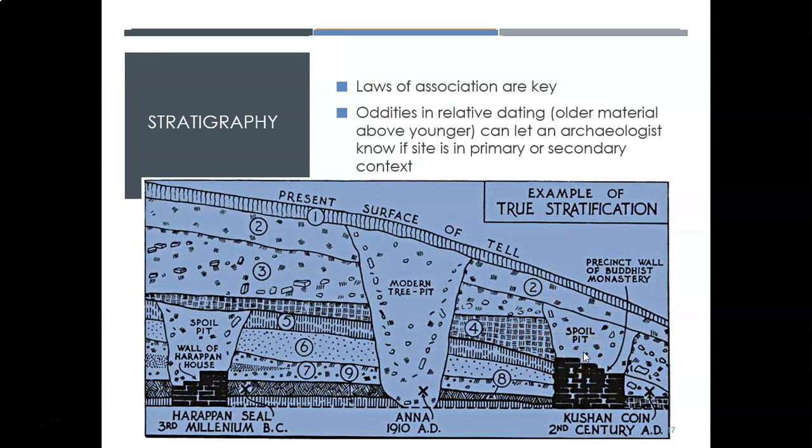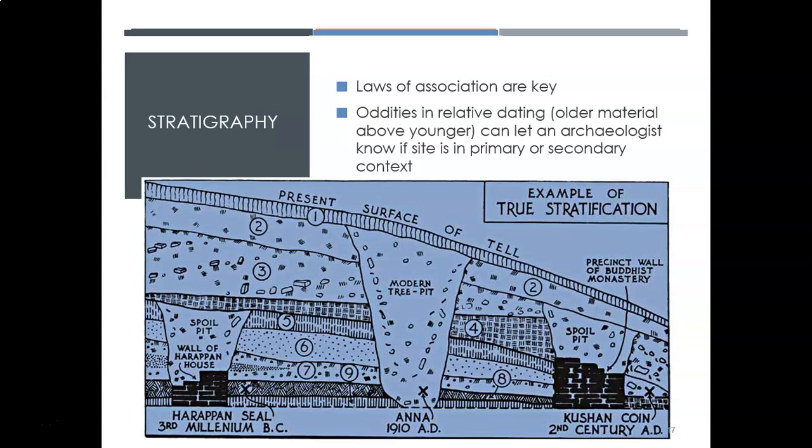So clearly in archaeology, when it comes to using stratigraphy as a relative dating technique, the law of association, or the principle of association, is key. One of the things that's useful, although it can be frustrating initially, is that if we do have older material above younger, or these kind of oddities in relative dating, it lets us know something about those site formation processes, right? For older material to be found above younger materials in a deposit, a secondary context has happened. Something has been disturbed, something has been moved from that in situ context.